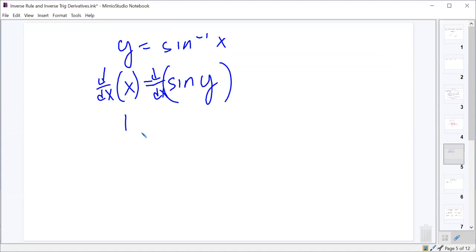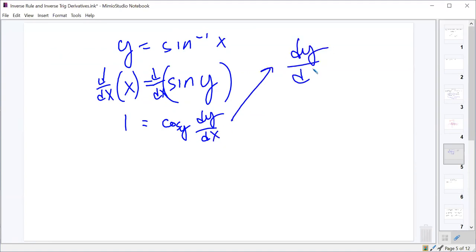1, right? And what about the derivative with respect to x of sine of y? Cosine y dy dx. And so what does dy dx equal? dy dx equals 1 over cosine y. Everybody good with that?